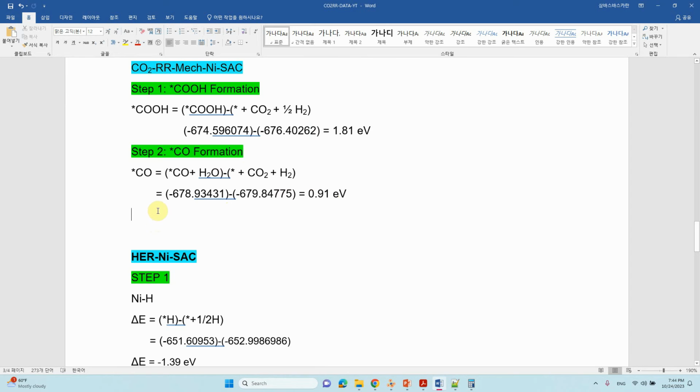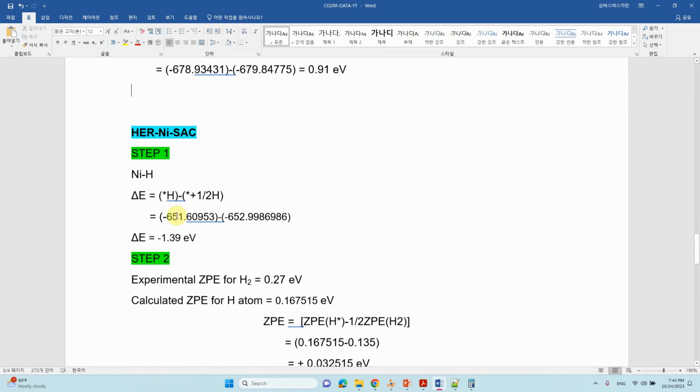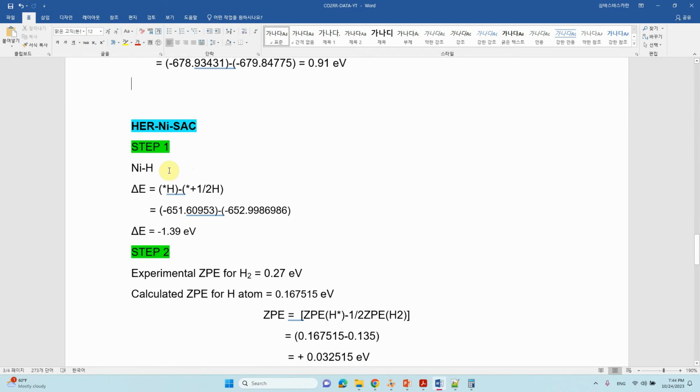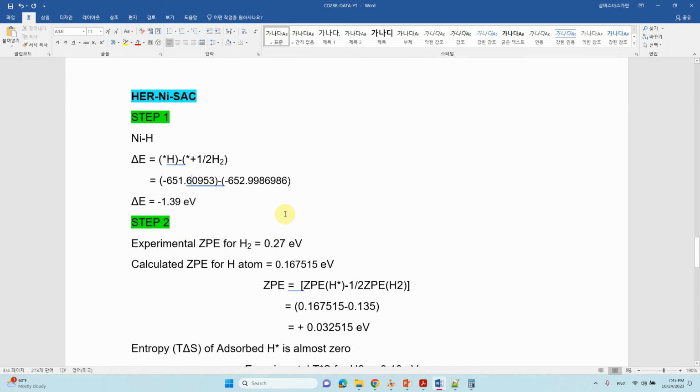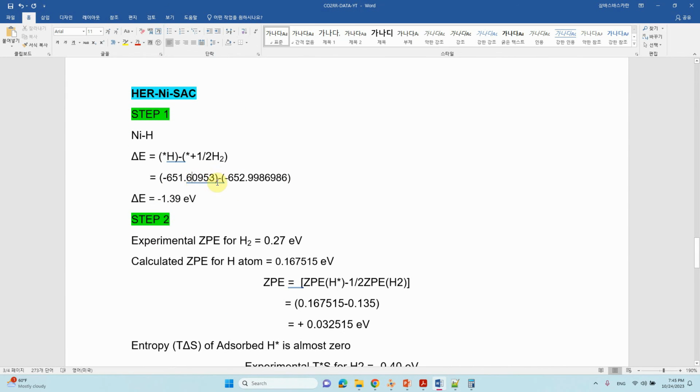Then you have to calculate your H adsorption energy. First you need to calculate the H adsorption energy. Simply, you subtract from the hydrogen adsorbed system the catalyst and half of H2. Half of H2 you can take directly. This is the E value you have to take, not the G value. So this is the hydrogen adsorbed system energy, 651.60953.